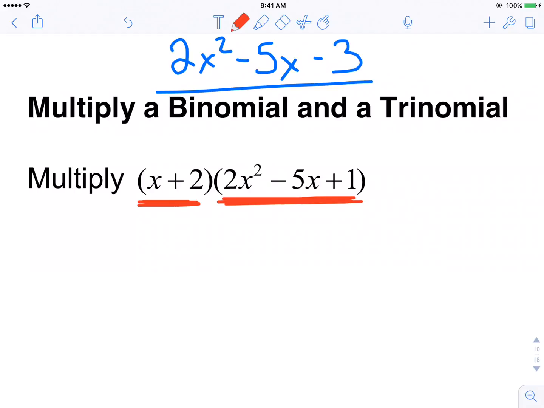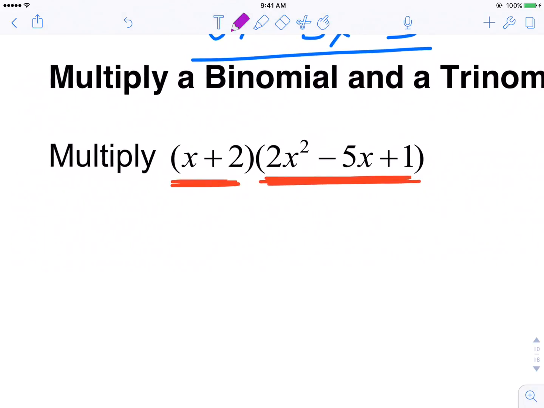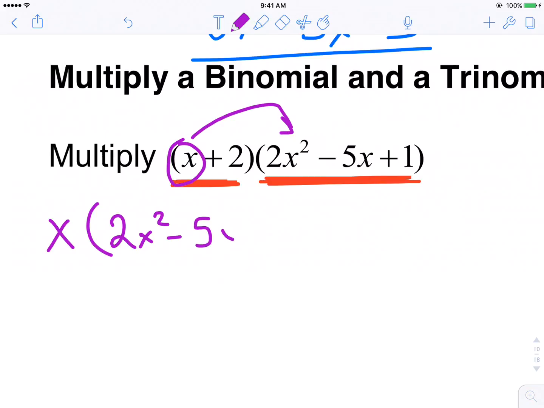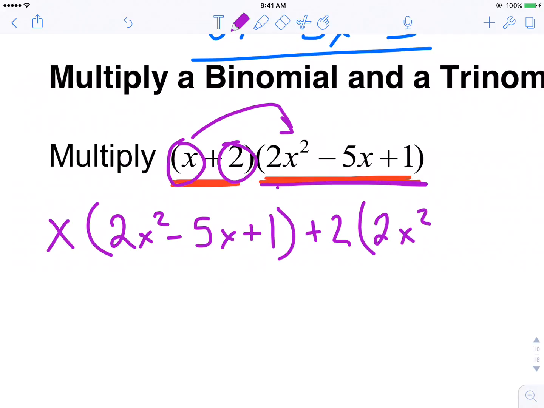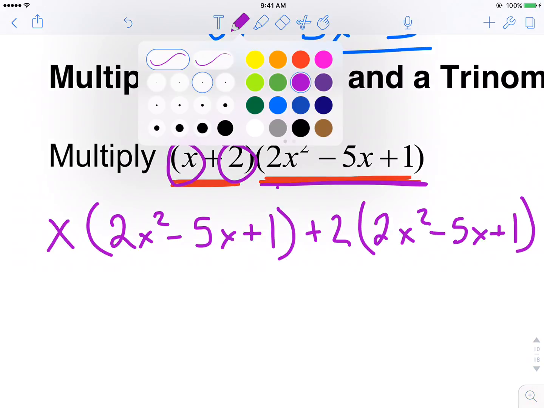And with longer polynomials, when you're trying to expand them, it does get a little bit confusing sometimes. You just have to make sure that you track all your work properly. So to write this out using the distributive property, I would write x, which is this x, times all of this, 2x squared minus 5x plus 1. And then I would write plus 2 times, again, all of this, 2x squared minus 5x plus 1. And then multiply it in.